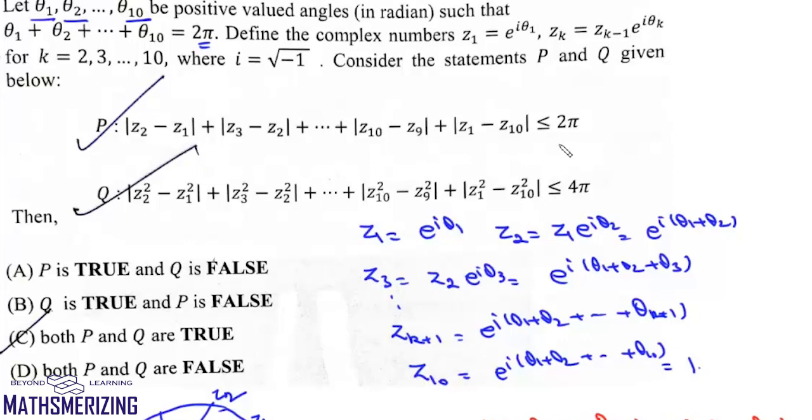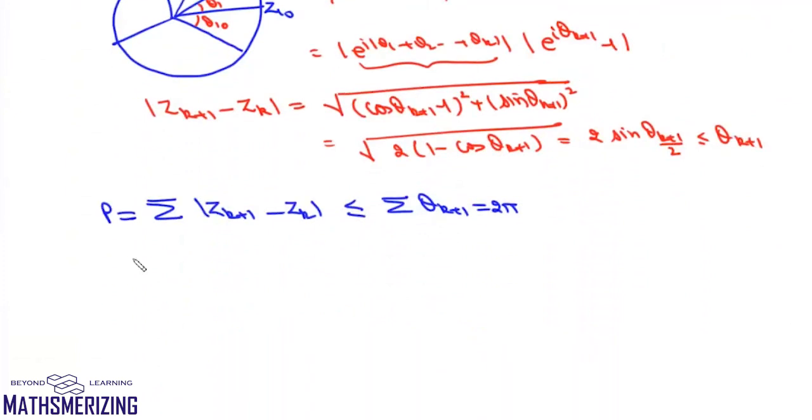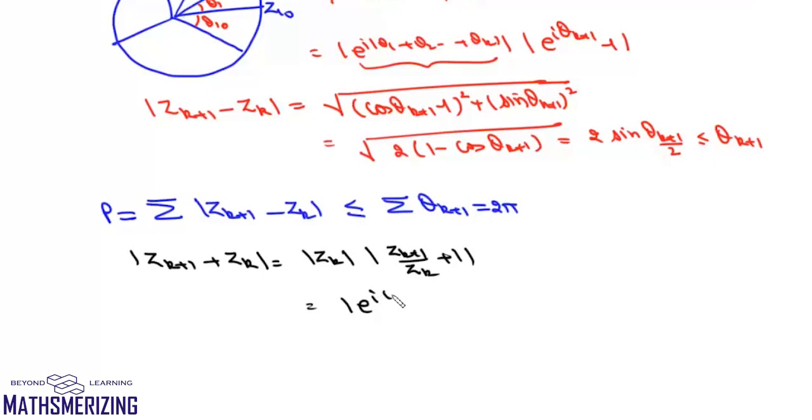So the sum of these moduli will be less than or equal to 2 pi. Now what about Q? For Q, we'll first find mod of zk plus 1 plus zk. This is mod of zk upon mod of zk plus 1 upon zk plus 1. Now this is 1, and it is e to the power i theta k plus 1 plus 1. Again, if we continue in this way, it will be 1 plus cos theta k plus 1, so this value will be 2 cos theta k plus 1 by 2.